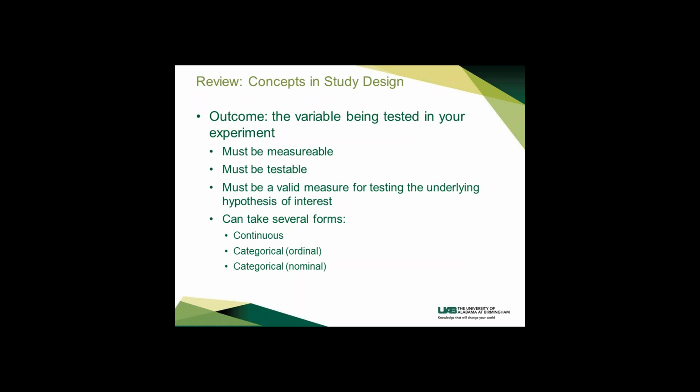And it can take several forms. And again, I know Dr. Oster went through this in a lot more detail. You can have a continuous outcome, such as systolic blood pressure or cholesterol or any other number of biomarkers, quality of life measures. You can have a categorical or ordinal outcome, such as the degree of stroke severity, for instance. Or you can have a categorical or nominal outcome that doesn't have any ordering to it but has different categories.